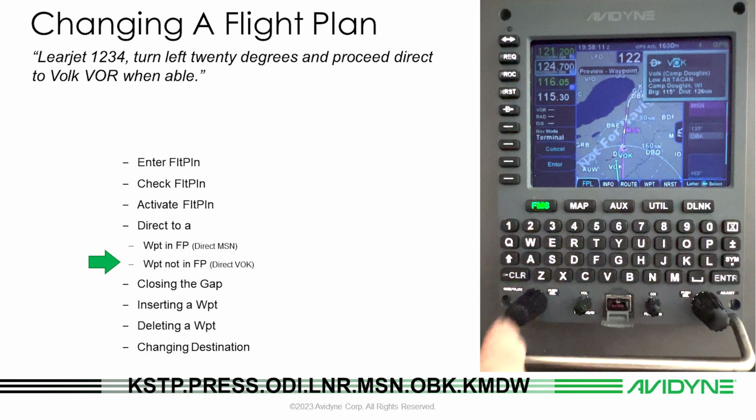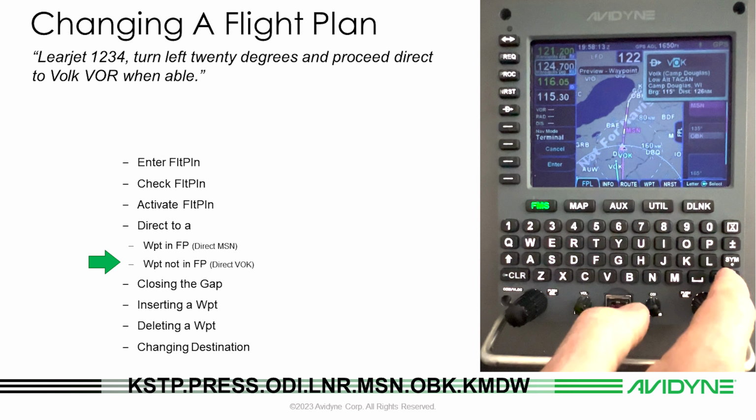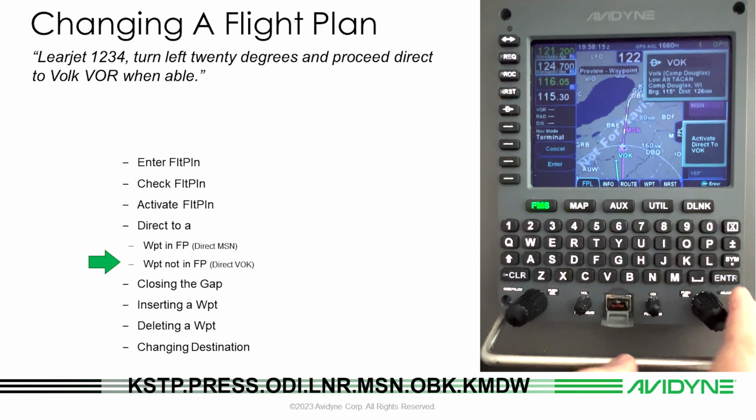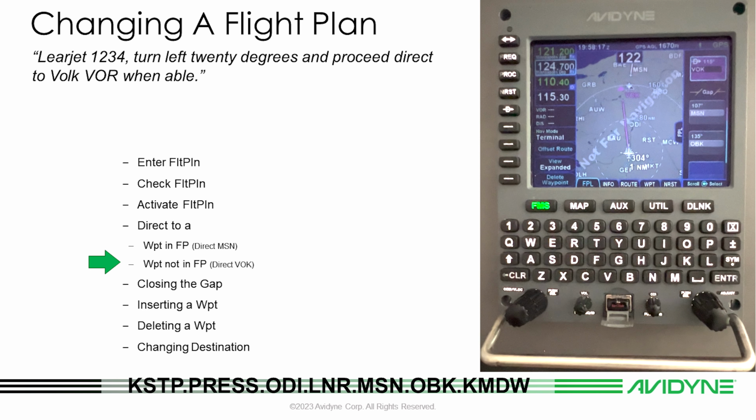You'll notice that GeoFill completes the entry simply by pressing the letter V. Then press Enter to acknowledge and Enter to confirm. Okay, now we are flying direct to the Volk VOR. As you look at the revised flight plan, you will notice the word gap that appears in the flight plan. And on the map, you can see there's literally a gap between VOK and the next waypoint, MSN. And if we don't make a change, your aircraft will reach Volk and keep going straight forever. We haven't told the FMS what to do after Volk, as ATC has not given you further clearance yet.